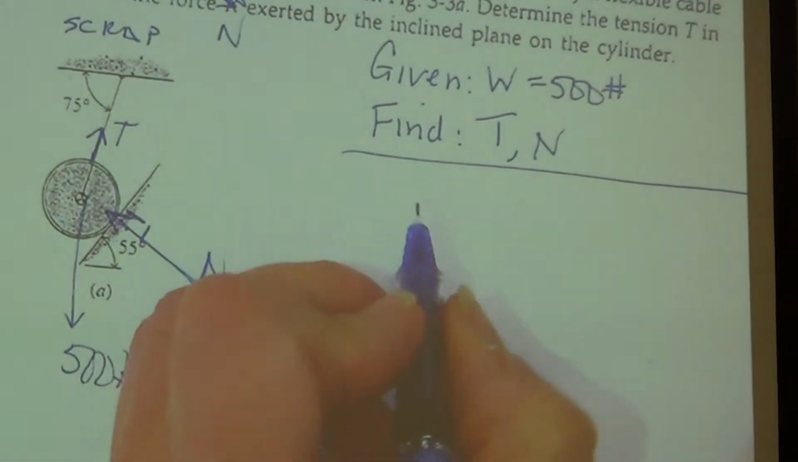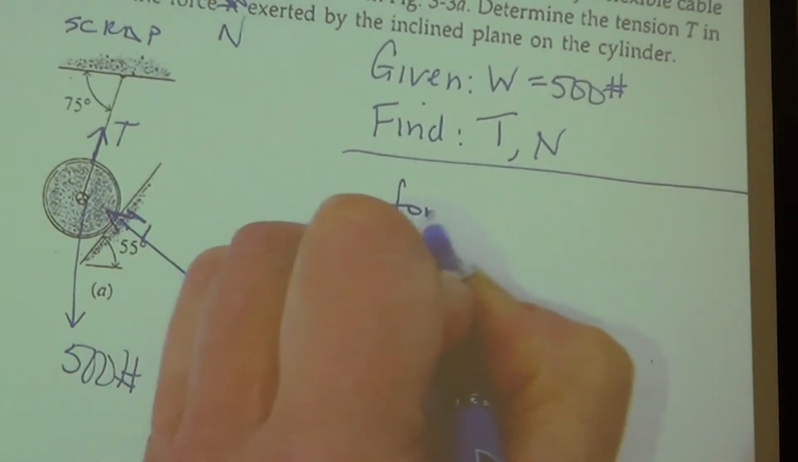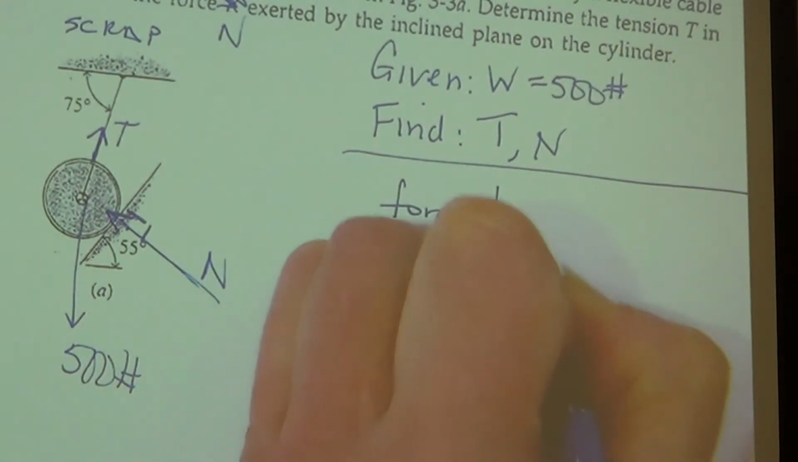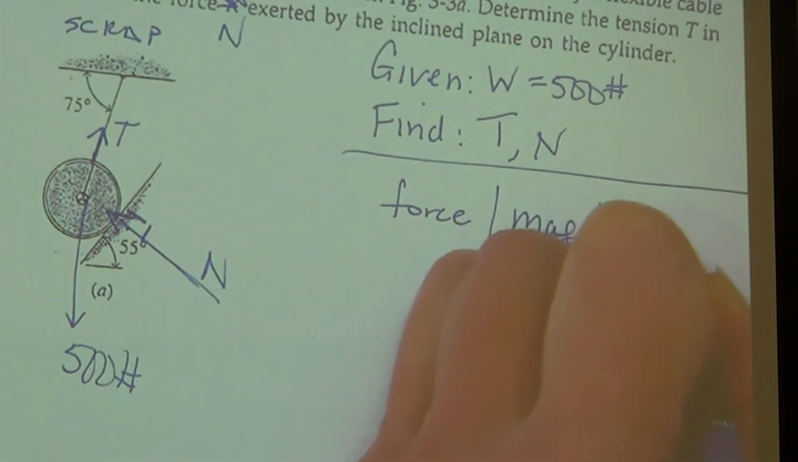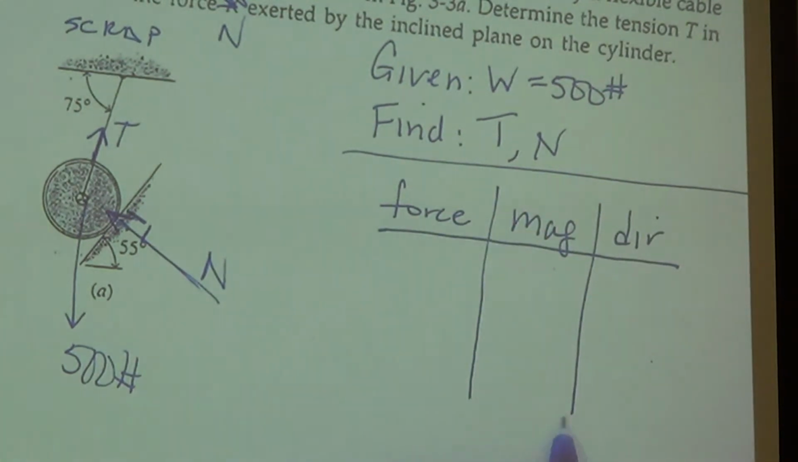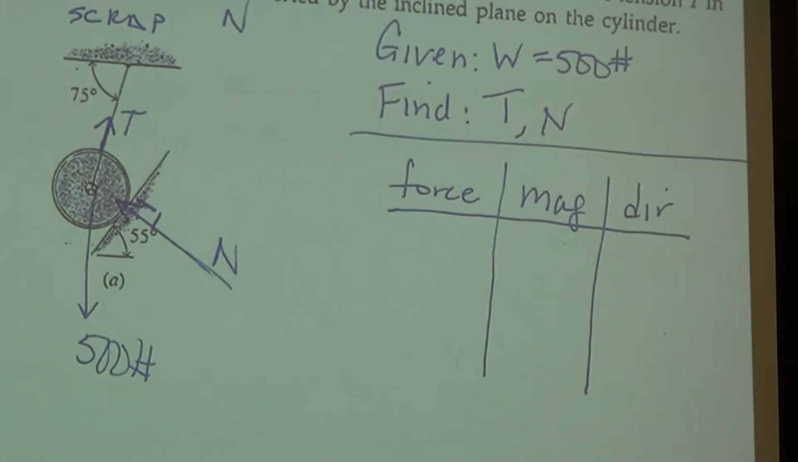And now I'm going to draw a table. The first column of the table is the force. The next column is magnitude, and the next column is direction. Do you agree that all forces are vectors? Yes. So they have a magnitude and a direction.